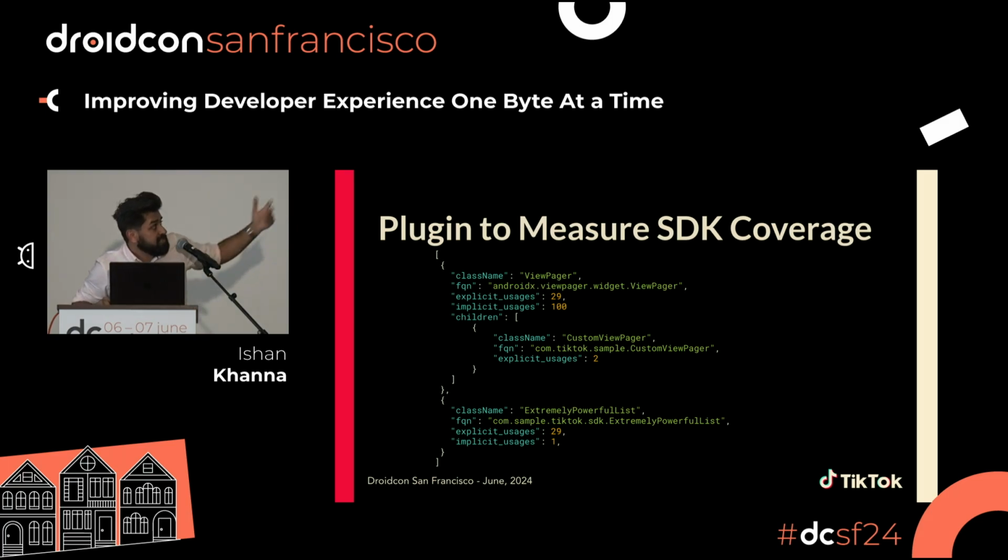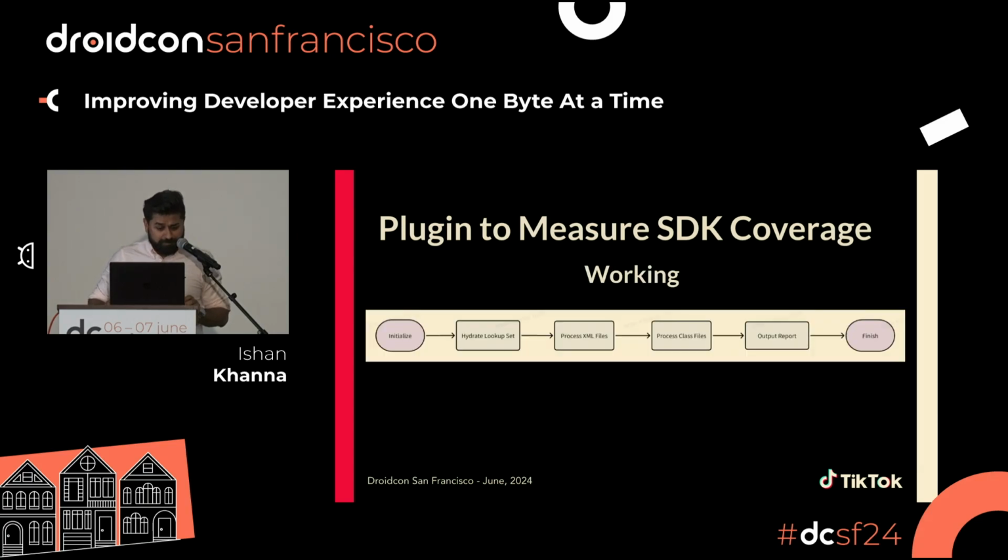So let's say we found view pager. There were explicit usages 29, but implicit usages were only 100. And then somebody's also extending from a view pager and calling it a custom view pager, and there are 2 usages of that class as well. And then for the other thing, which is an extremely powerful list, let's say, we found these usages, but no one else is extending from it. That's why the implicit is only 1, and the explicit usages are 29. You can plot it into a dashboard, do whatever you want with it. You can even prevent people from using certain types of classes.